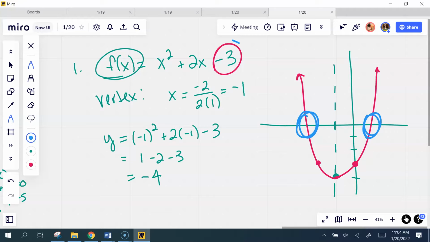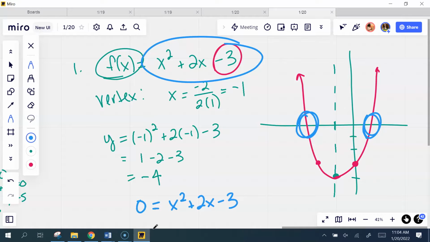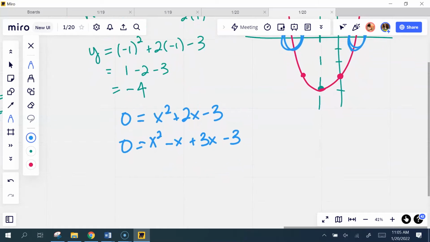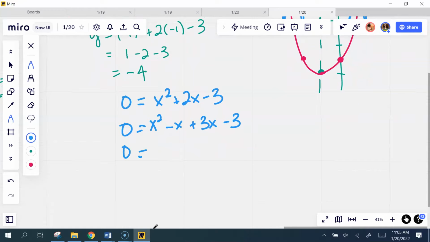So if I want to factor this or find the solutions, I'm going to say 0 equals x squared plus 2x minus 3. And now factor that. And y'all do that on your own. You should be able to do that. I'm going to be working it just for the sake of time, so you can look up and check what you got there.